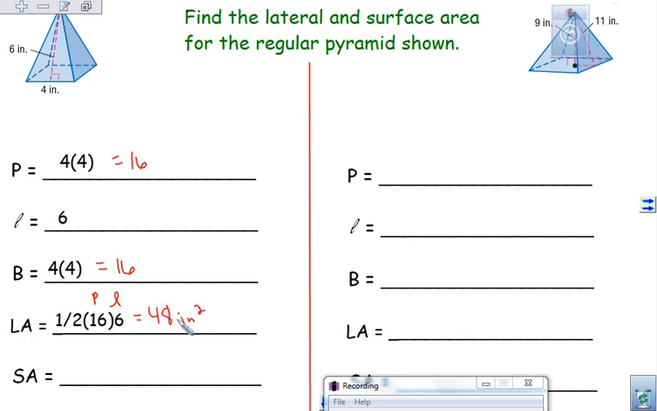So those are all the lateral faces. Now we just have to add the base to that. So our lateral area plus the area of the base gives us 64 square inches.